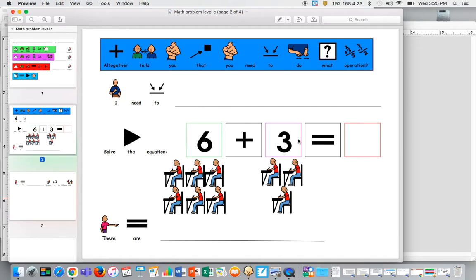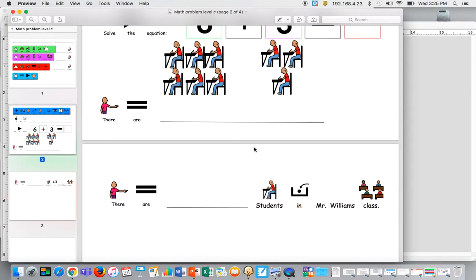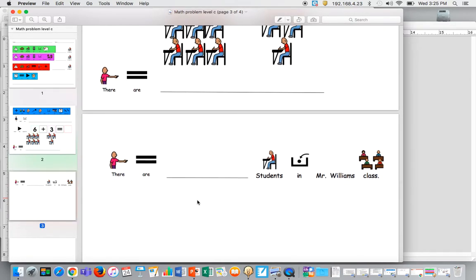Then I wrote out again the actual equation that they're going to solve, and I still decided for this level I wanted to provide them some of that grouping support for them to be able to count their icons. I also provided some different sentence starters. There are blank students they can write in, or they may not be able to do that full thing, so there are 6 students in Mr. Williams' class. Another thing you can do after they use their sentence starters, they can write it on their own. They just provided a model for themselves. So that's a really amazing thing that they can do, and that's another way that you can modify and support your students.